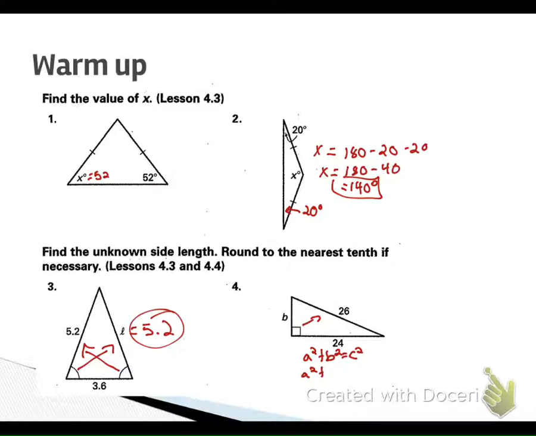Okay, so we have a squared, which we know is 24 squared, plus b squared equals 26 squared. 24 squared is what value? 576 plus b squared. And what is 26 squared? 676. You notice this is pretty common for us to use these numbers. And it's because it's super convenient when we subtract over 576.